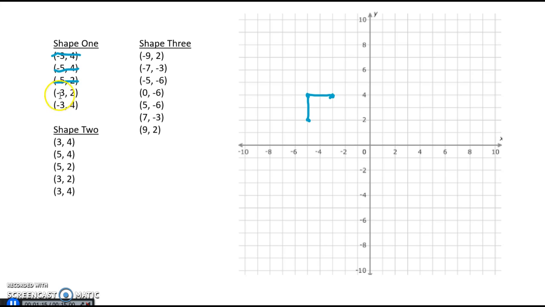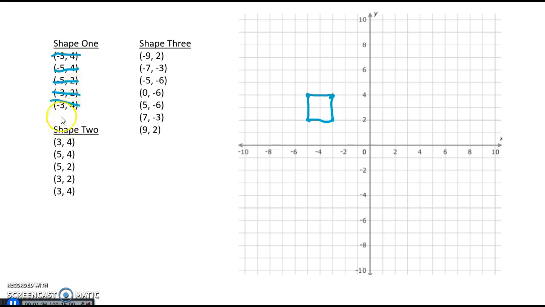And the last one, or the next one, is -3, 2. So at the origin, go left 3 and up 2. Okay, and then I'm going to connect those dots, cross it off, and the last one is -3, 4. Well, that's the one we already started with, so we're just closing up this shape. Okay, and we're done with shape 1.